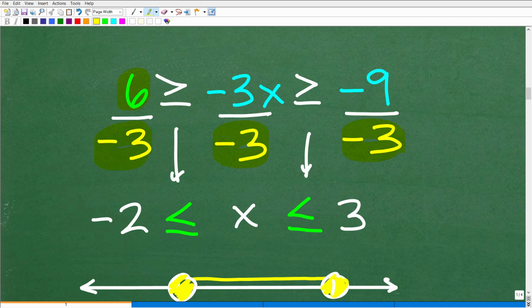So we have 6 divided by negative 3, that's negative 2. Now I've got my inequality symbol. I need to flip that. This is greater than or equal to. This becomes less than or equal to negative 3 divided by negative 3. That's x. And now I have my greater than or equal to. That's going to become less than or equal to negative 9 divided by negative 3, positive 3.